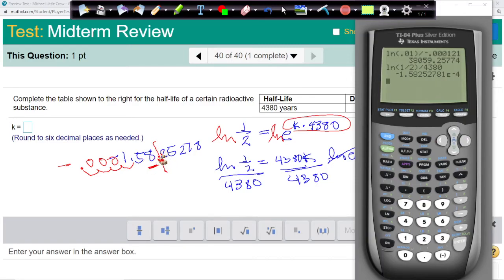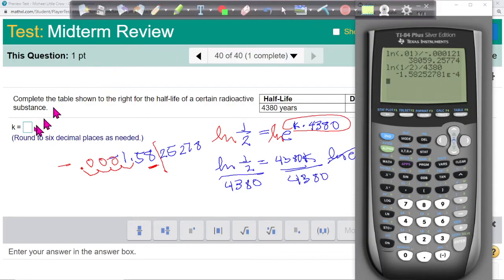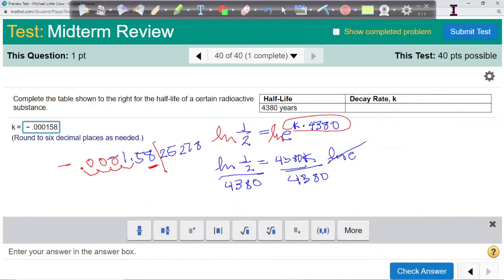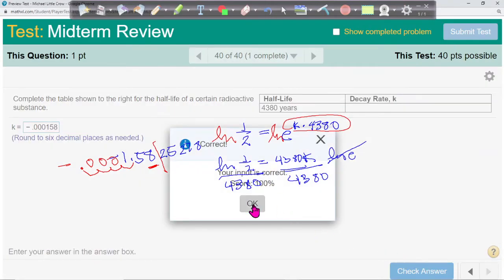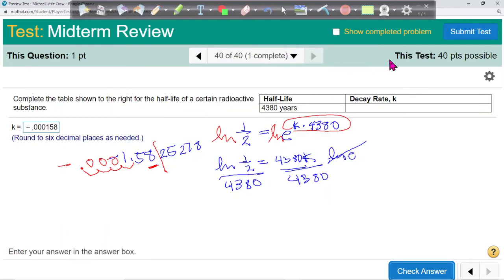Look at if we need to do any rounding. Well, 2 is less than 5, so we leave the 8 and 8. Don't have to round it up. It's called rounding down, but doesn't mean we change the 8. So we're going to put in negative 0.123158, and we're done. That's 6 decimal places. And see if we check our answer. 100%. We're good. That's question number 40. So we are completed. We made it all the way.